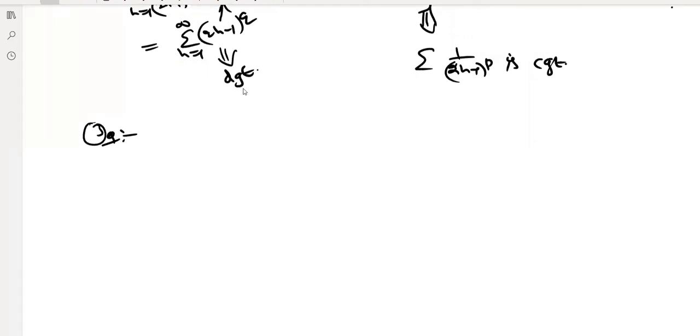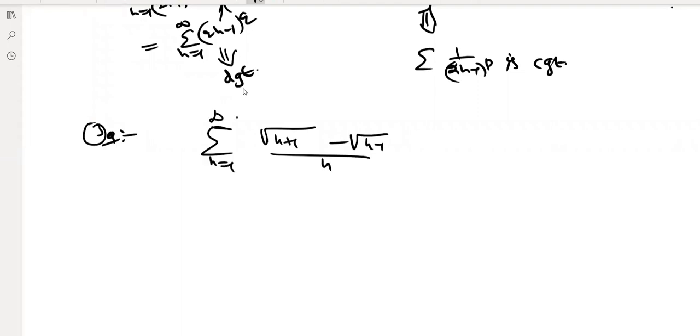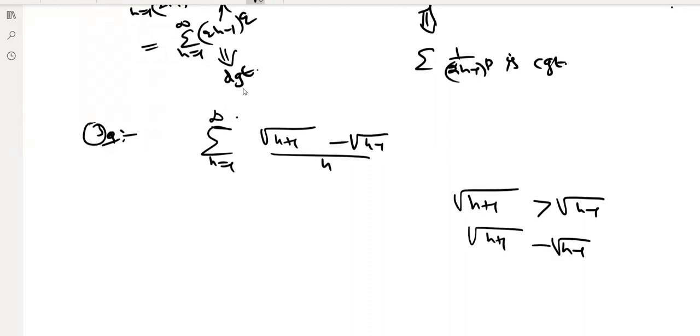Suppose you can take this summation of root of n plus 1 minus root of n minus 1, divided by n. Is it a positive term series? Yes, because root of n plus 1 is always bigger than root of n minus 1 for every n. Therefore, root of n plus 1 minus root of n minus 1 is always positive for every n. Therefore, this divided by n is also positive. Therefore, your original sequence is positive.